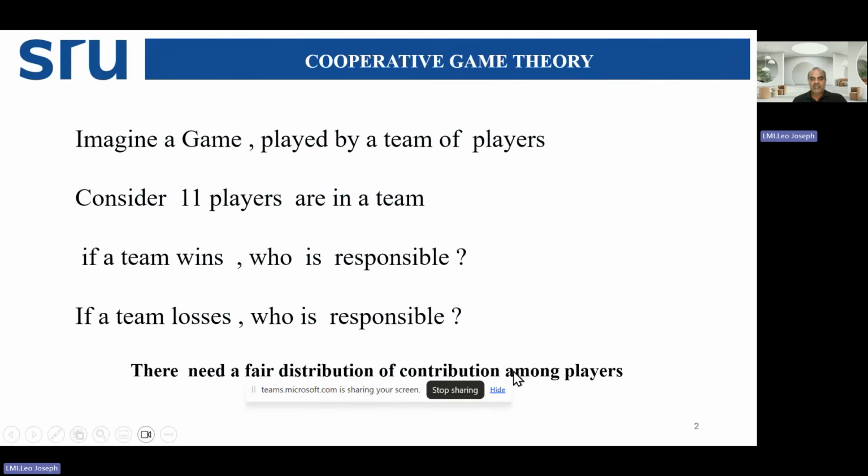Actually, this cooperative game theory is one of the famous theories that explains, suppose I tell one small thing: there are totally 11 players in a cricket game. There are totally 11 players playing the game.